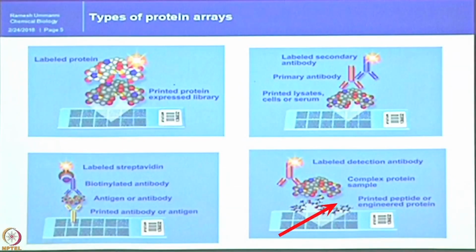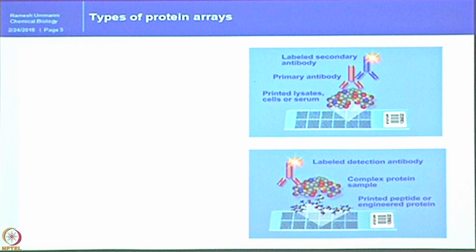So those proteins which have affinity towards these peptides or engineered proteins will bind. More or less these two cartoons explain a similar approach, but there is a little difference. Here you see the printed full length protein is spotted, while here only the peptide is spotted. That is the difference. You can also use this approach for epitope mapping. You can make a fragmentation of the peptides.